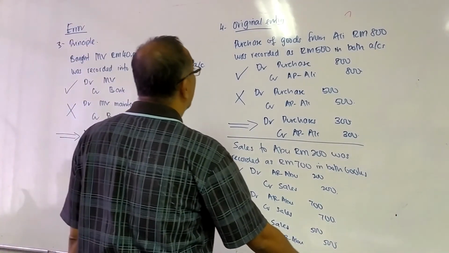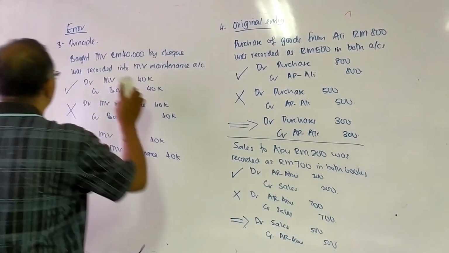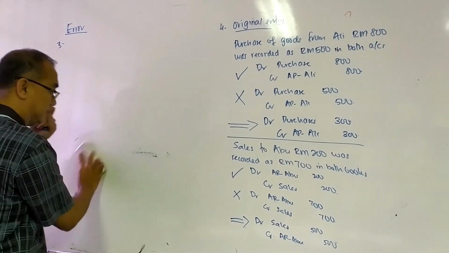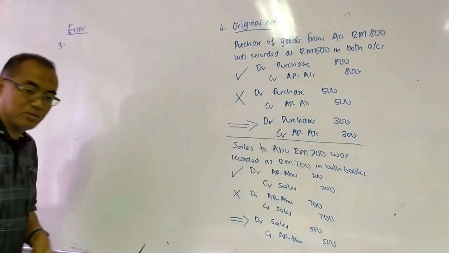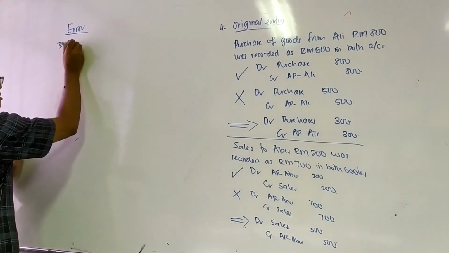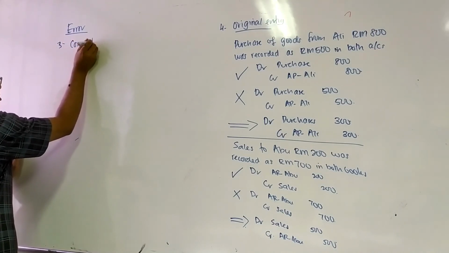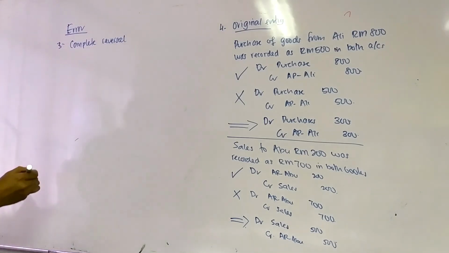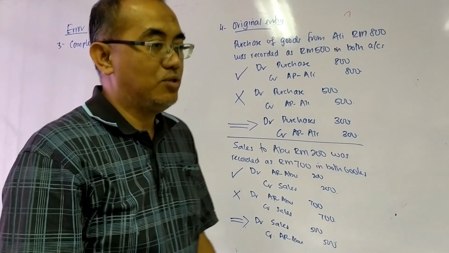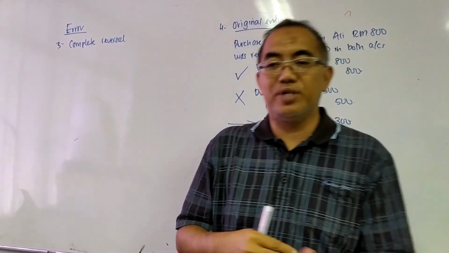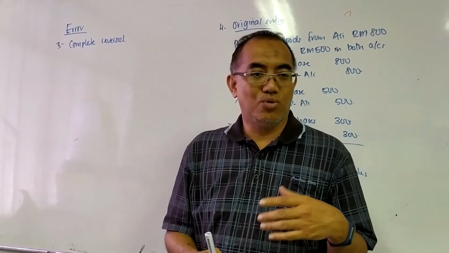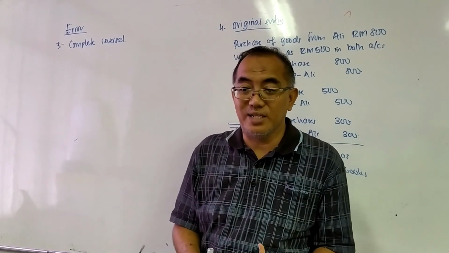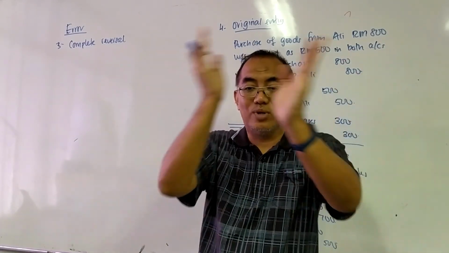The last one is the error of complete reversal. Complete reversal is an error where you completely reverse the entry. What should be debit, you go to credit, and whatever should be credit, you go to debit.